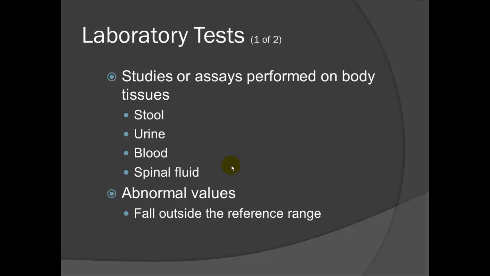Studies are assays performed on the body tissue, and we can do this via stool, urine, blood, or spinal fluid. Abnormal values fall outside of the general overall reference range. Just because you have an abnormal value though, it's suggestive, but it doesn't exactly mean that the person has a specific disease. Clinical data coupled with laboratory data coupled with patient presentation should be considered.